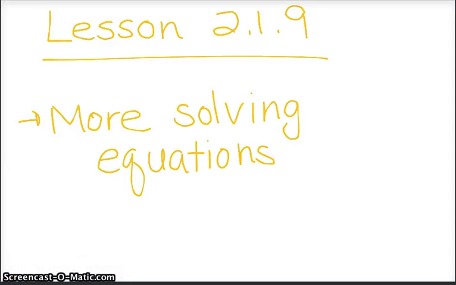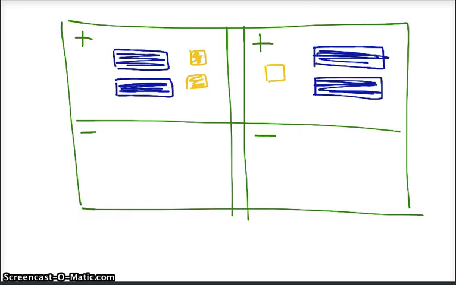All right, this is lesson 219, and it goes over some more solving equations. First I'm going to work out just a couple with algebra tiles. These are a couple quick, simple ones, so it shouldn't take us too long to go through these. So we have 2x and 2 1s on the left side. On the right side, we have 2x and a negative 1.